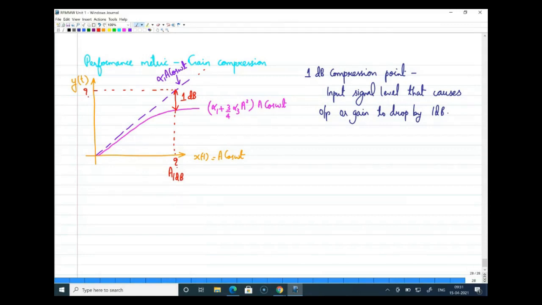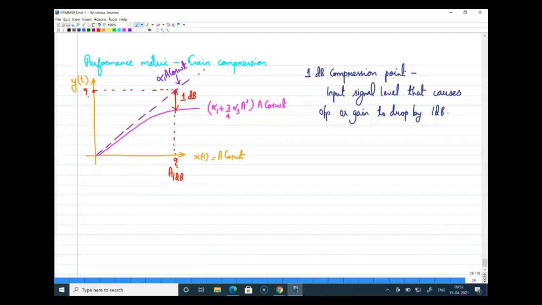The input signal level that causes output or gain to drop by 1 dB is called the 1 dB compression point, and I'm elaborating like this. Say at this input level, the expected output from a linear system is this, but now because of the compressive nature, that output is dropped by 1 dB. So if that is happening at a specific input level, we call this input level the 1 dB compression point, right? So you'll be wondering how this will give a measure.